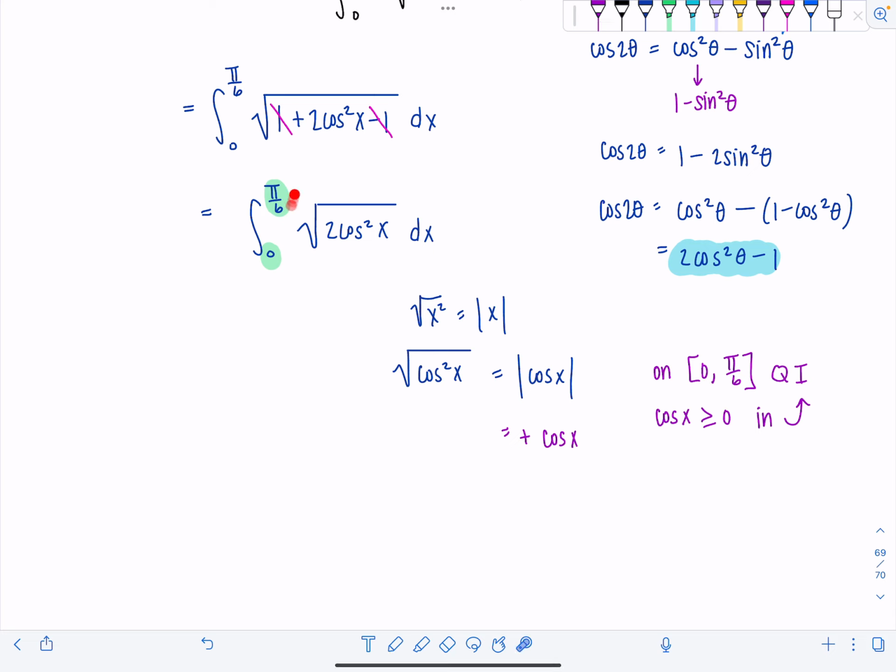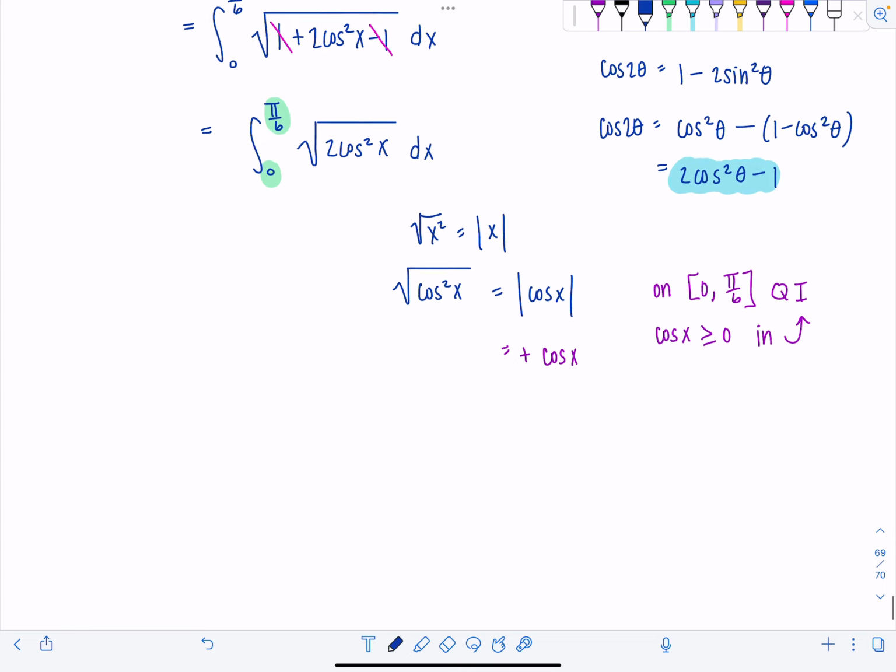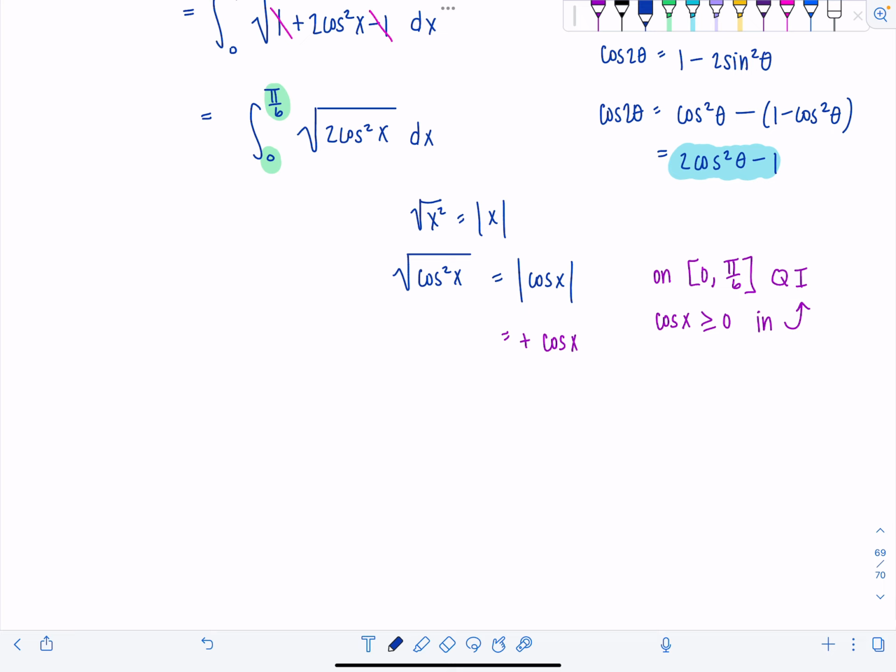If the limits of integration included angles in quadrant 2 or 3, then you would possibly have to split it up and then put a minus sign in front of cosine. Okay, good. Just always think about it. It's not going to affect anything here, but you don't want to be careless. So we have 0 to pi over 6. I'm going to put the square root of 2 outside, and then I just have cosine of x dx.